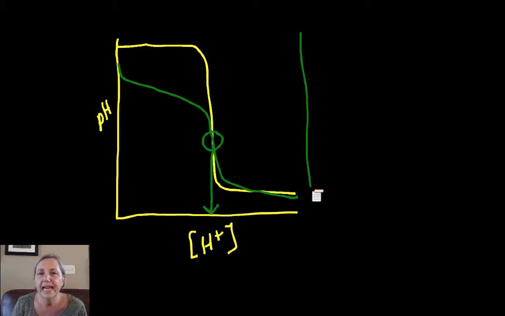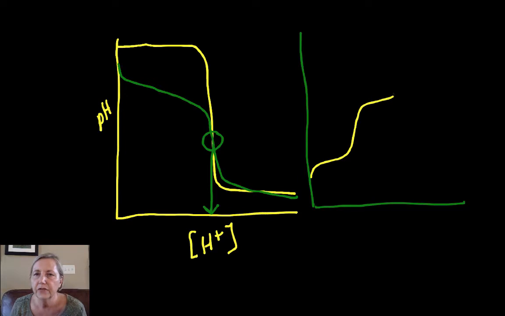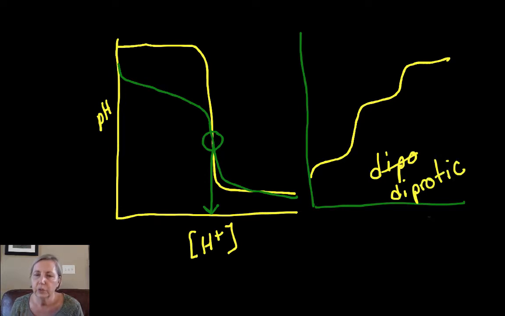Now, if we had a polyprotic acid, what you would see is an equivalence point for each proton. Okay, this would be a shape that you would see for a diprotic, two protons acid. Okay, so hopefully that gives you a nice introduction to titration curves at an introductory level.